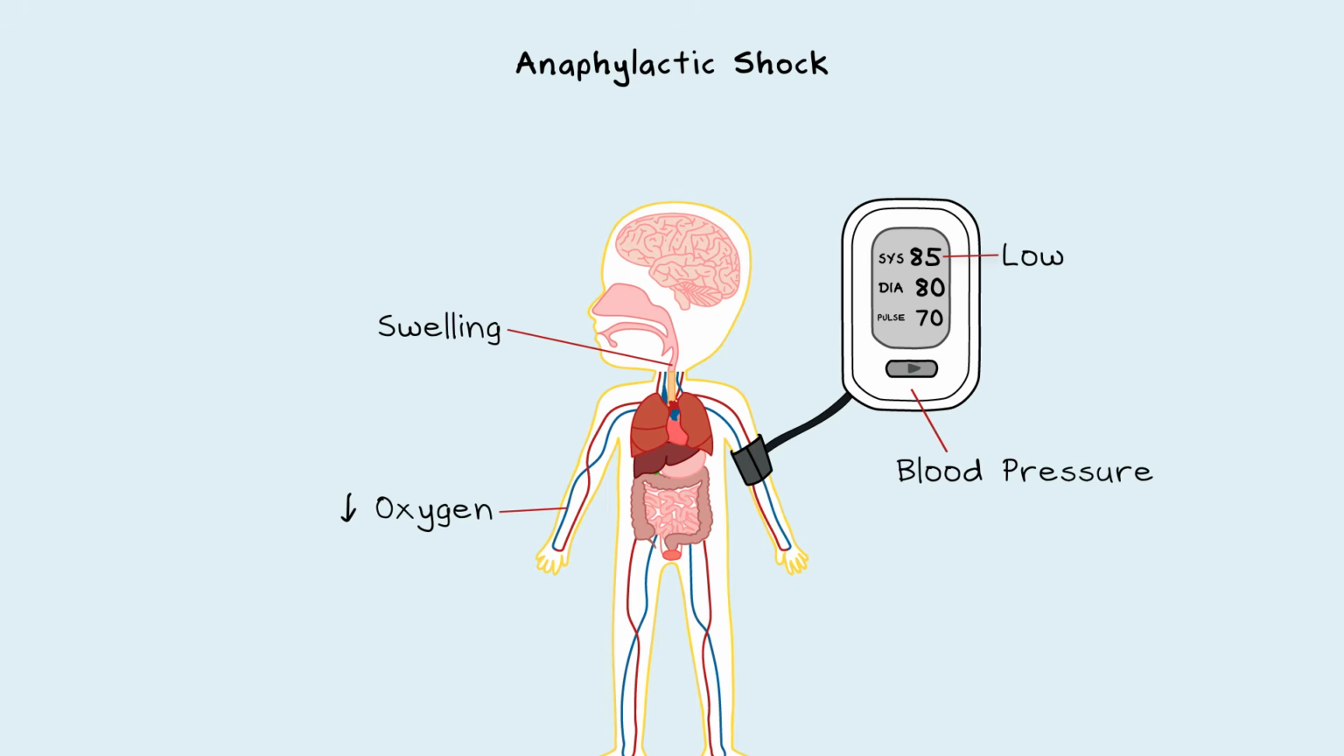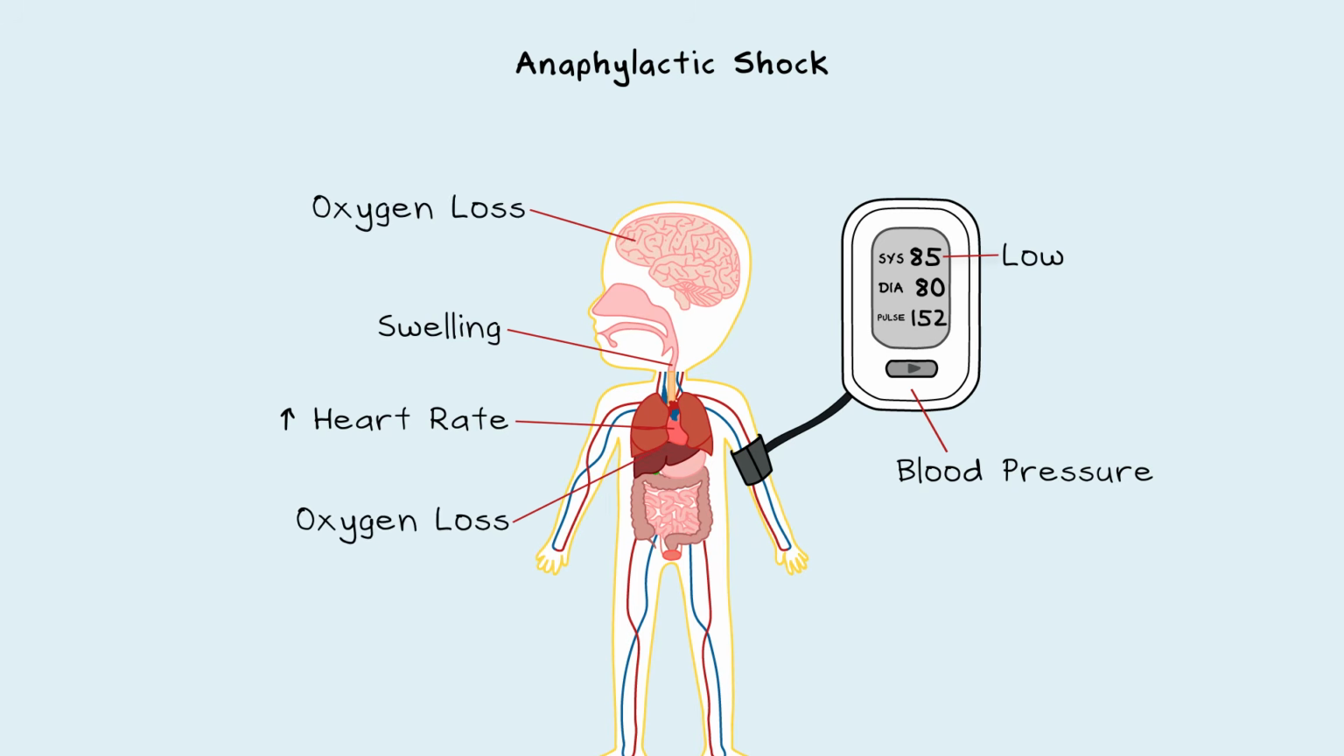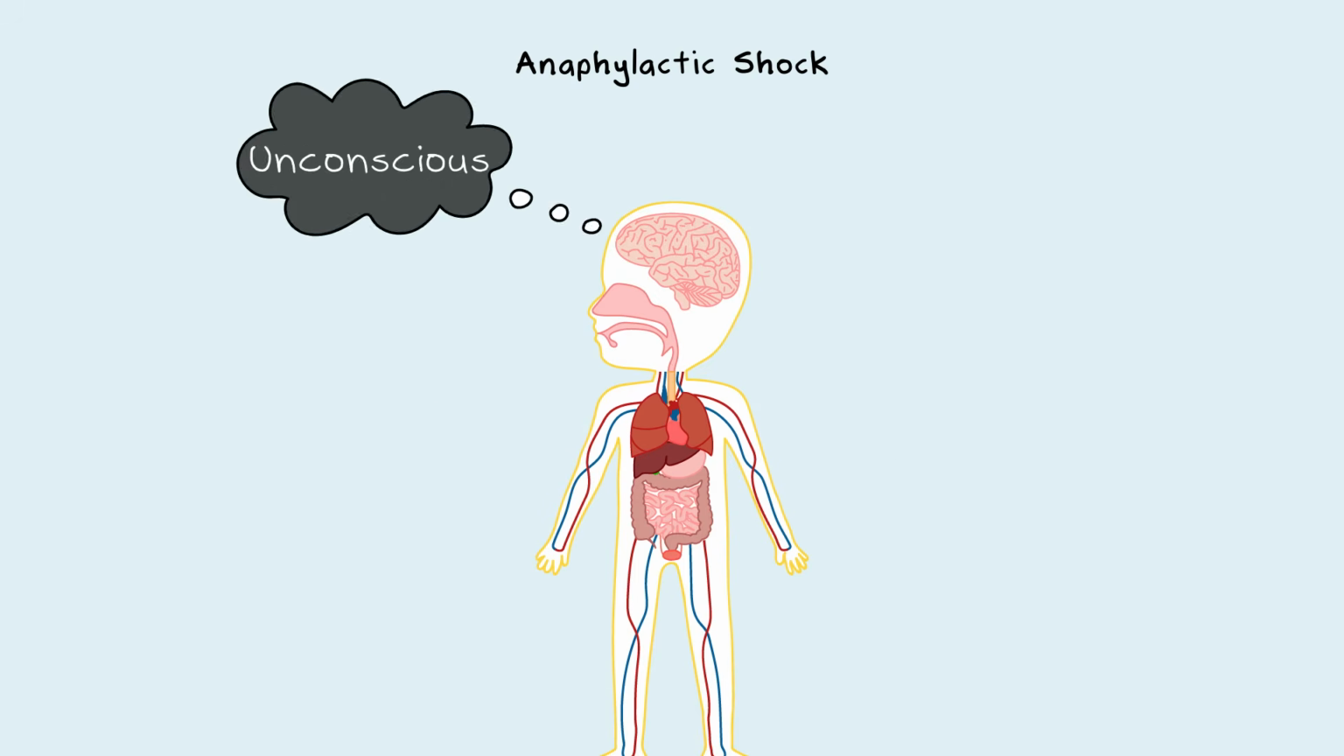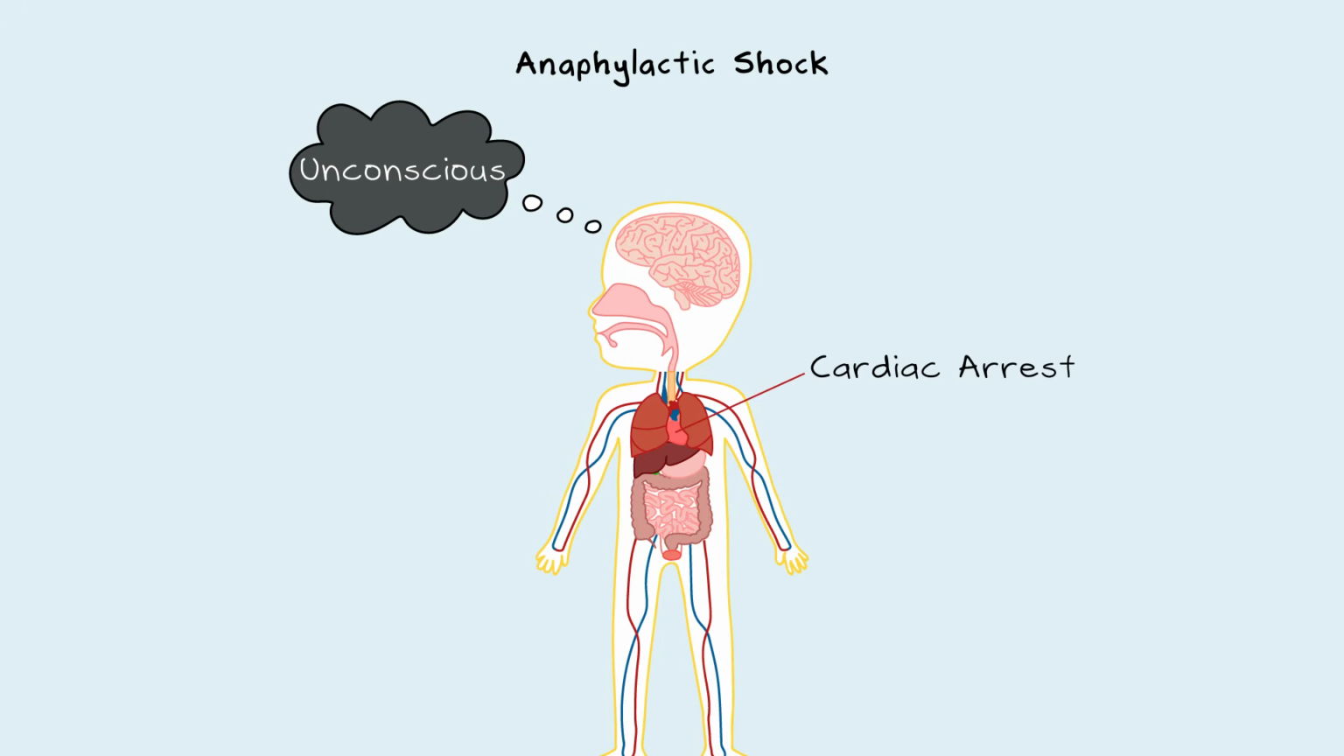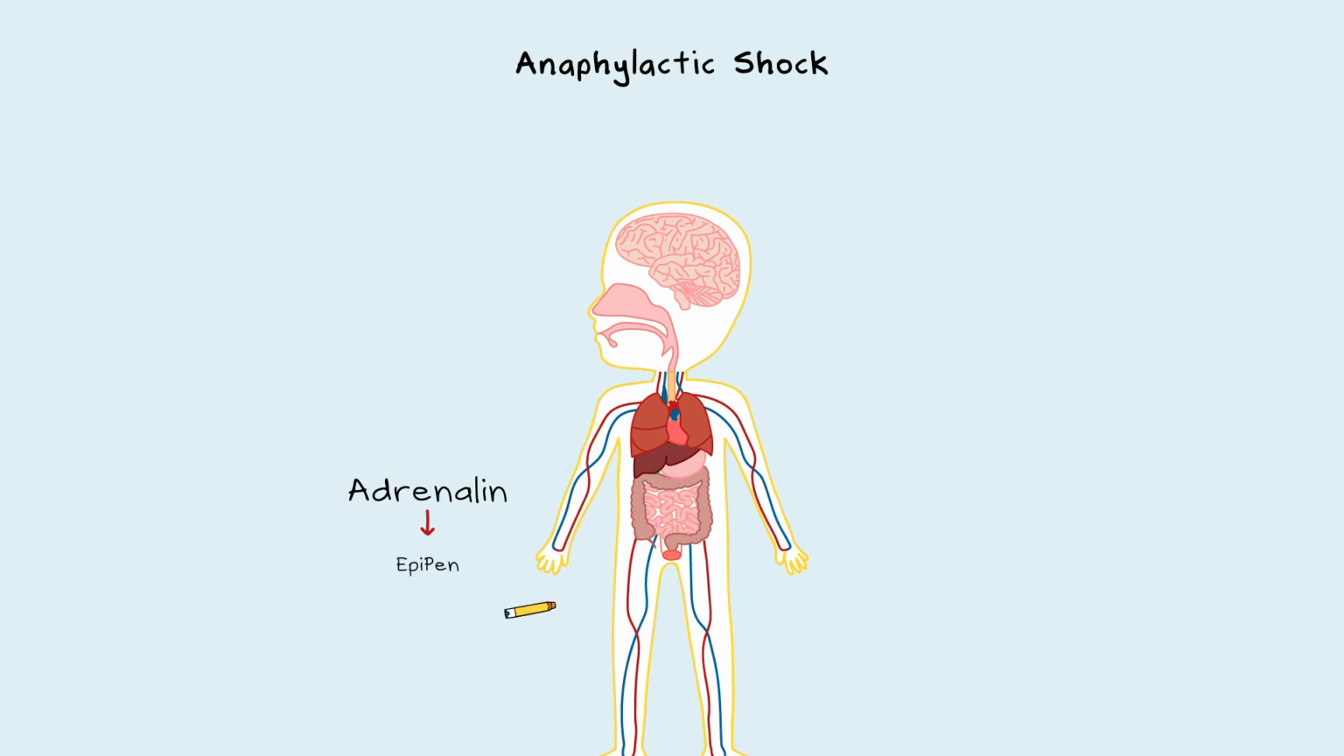The body tries to compensate for low blood pressure by increasing the heart rate. But in extreme instances, this is not enough to prevent loss of oxygen to the brain and heart. As a result, the person will become unconscious and go into cardiac arrest. Giving adrenaline via an EpiPen in the early stages of an attack can reverse these symptoms.